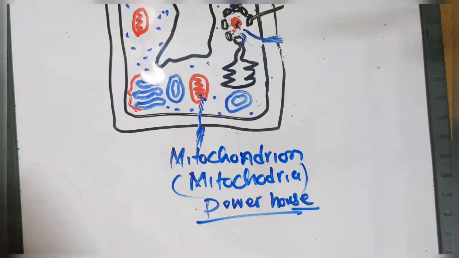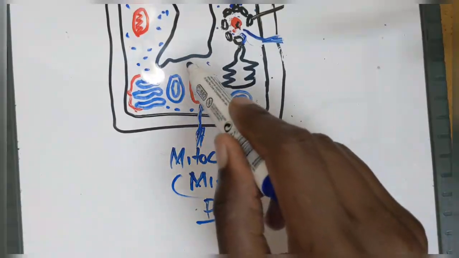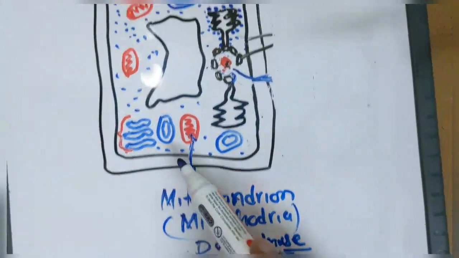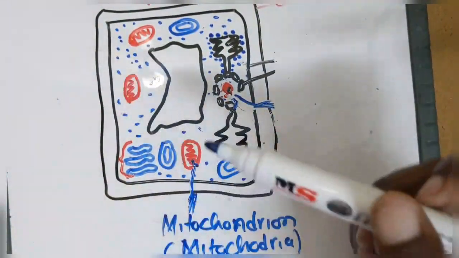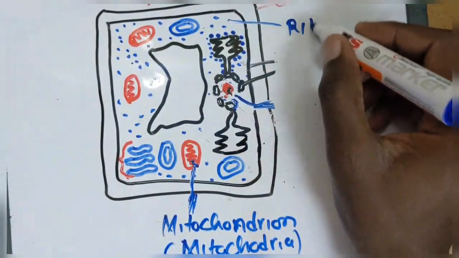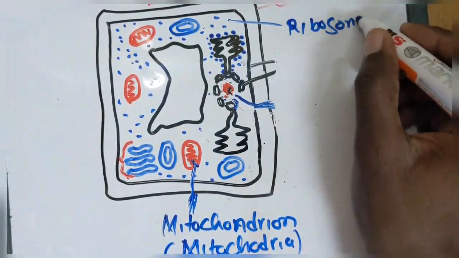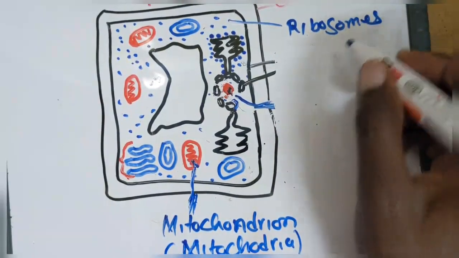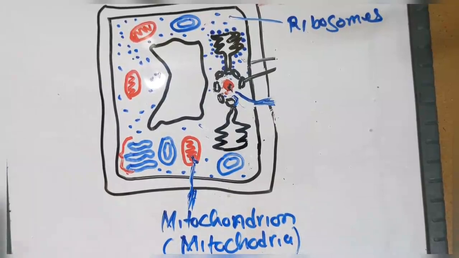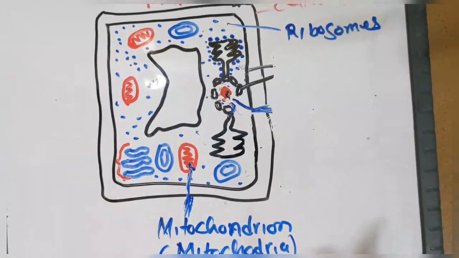Now there are these which are inside. You are able to see these in blue. They are called ribosomes. These are small round structures in the cell where protein synthesis takes place. What do I mean by protein synthesis?